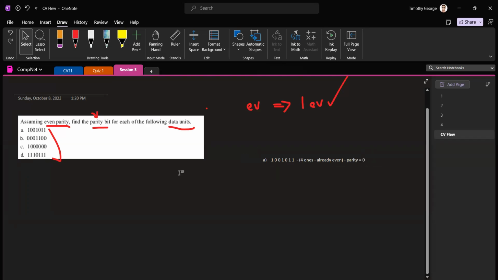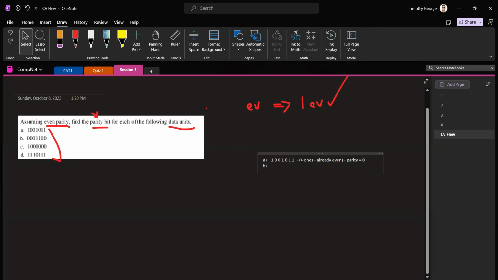If, for example, there were 3 ones, then we need to add one more one to make it even. If we had 1, 0, 0, 0, 0, 0, now all you have is a single 1, which is not even, and so the parity would be equal to 1. That's all. So we can quickly do this.